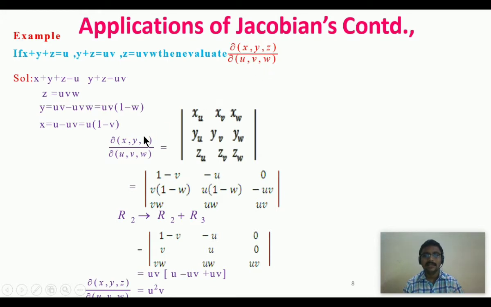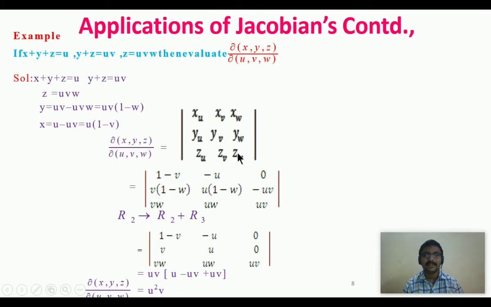Now we can evaluate the required Jacobian, that is dou of xyz by dou of uvw, the determinant xu, xv, xw, yu, yv, yw, zu, zv, zw. So computing this determinant, xu means partial derivative of x with respect to u. While differentiating partially with respect to u, keeping v constant and w constant, 1 minus v is treated as constant, u derivative is 1, that is 1 minus v. The other partial derivatives are also computed the same way.